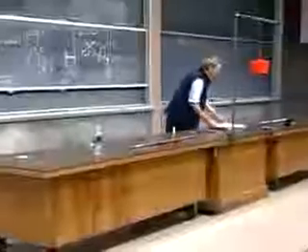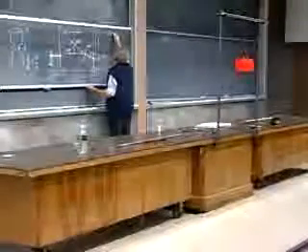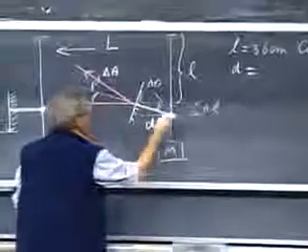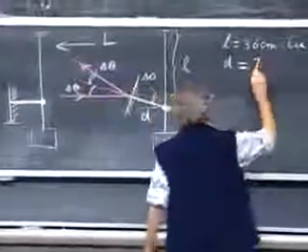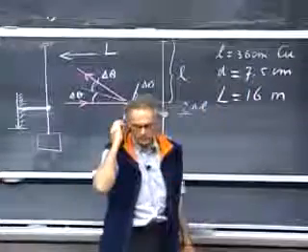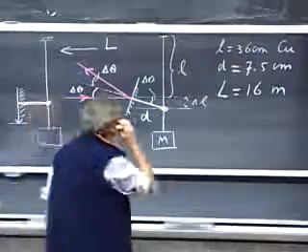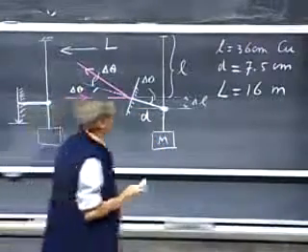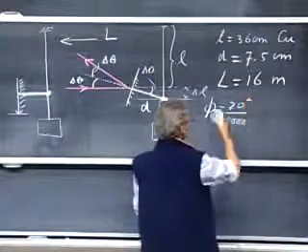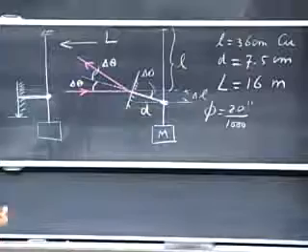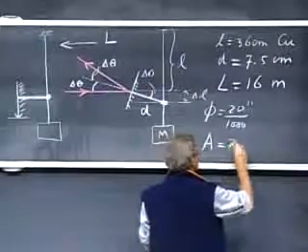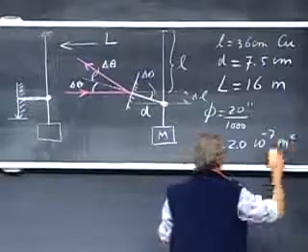Let me first give you the dimensions of this instrument. L is 36 centimeters. It is copper. This bar, which has length D, is 7.5 centimeters. The distance to the wall is about 16 meters. The diameter of the copper wire is 20 thousandths of an inch. I give it in terms of the diameter because that's the way that the manufacturer gives it to us. And that translates into a cross-sectional area of that wire of 2.0 times 10 to the minus 7 meters squared.